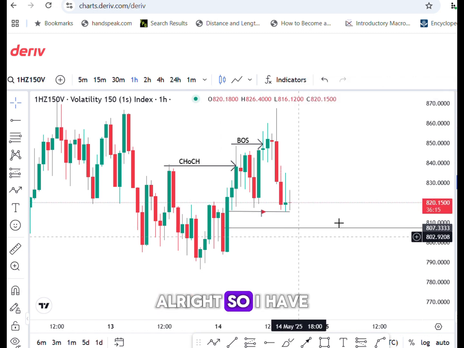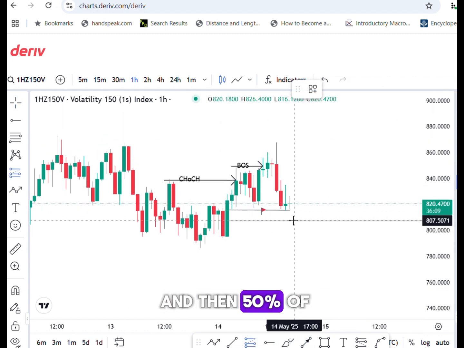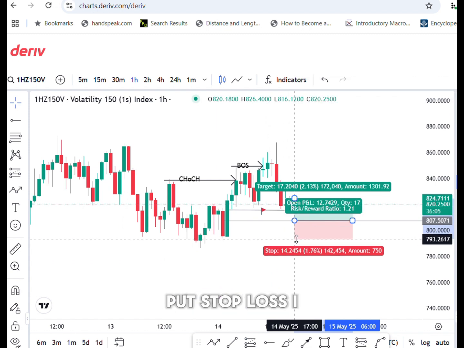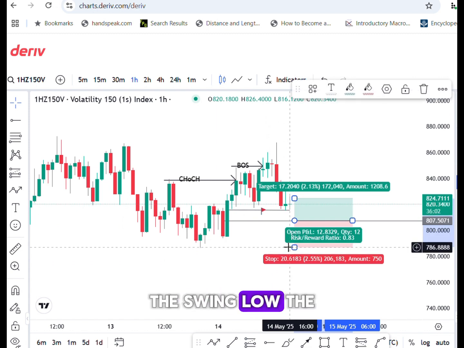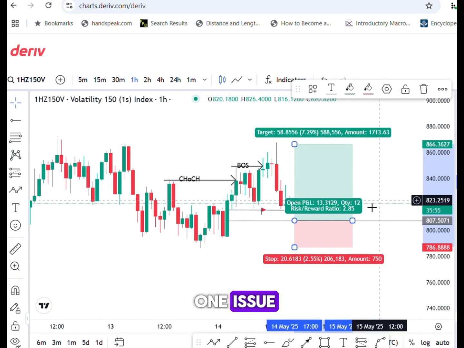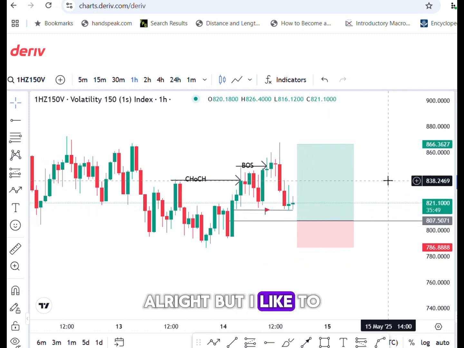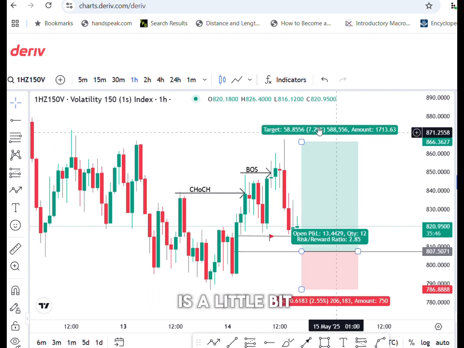All right, so I have my point of entry. I have somewhere here 50% of the candle. Put stop loss. I like to do stop loss below the swing low, the last low, then TP the high. So this is a 1:2.85 trade if you get activated here. All right, but I'd like to refine my entries a little bit more.